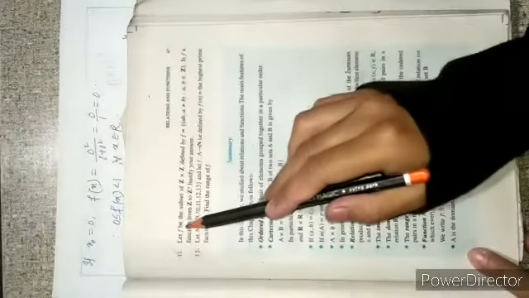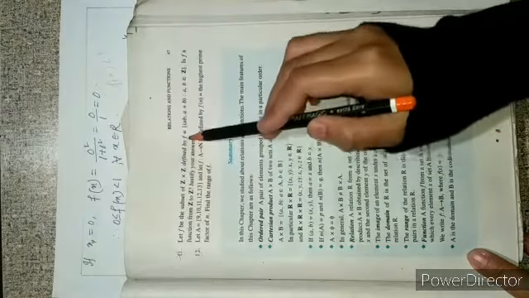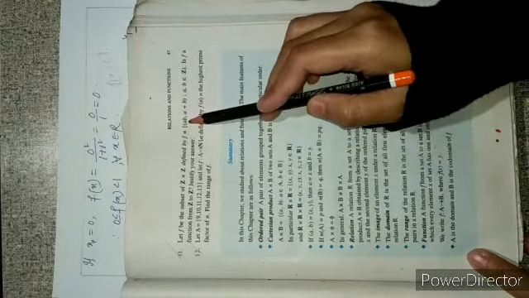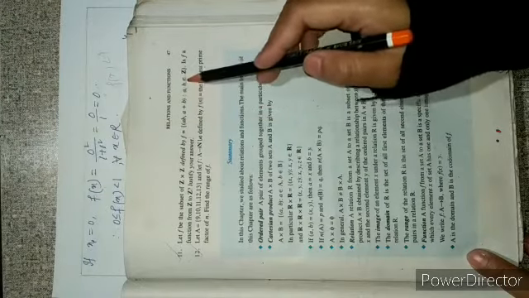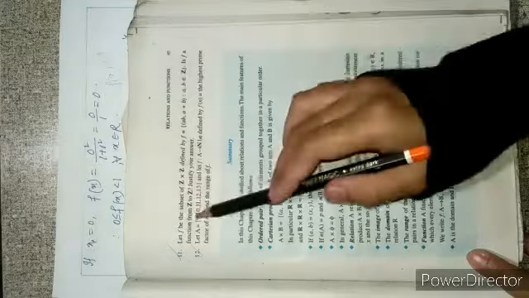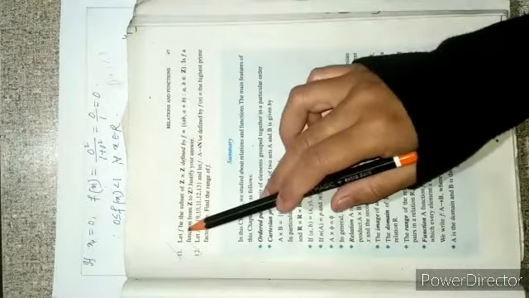Next question, question number 11. Let f be the subset of Z cross Z, defined by f = {(a b, a + b) : for all a and b belonging to Z}. Is f a function from Z to Z? Justify your answer.